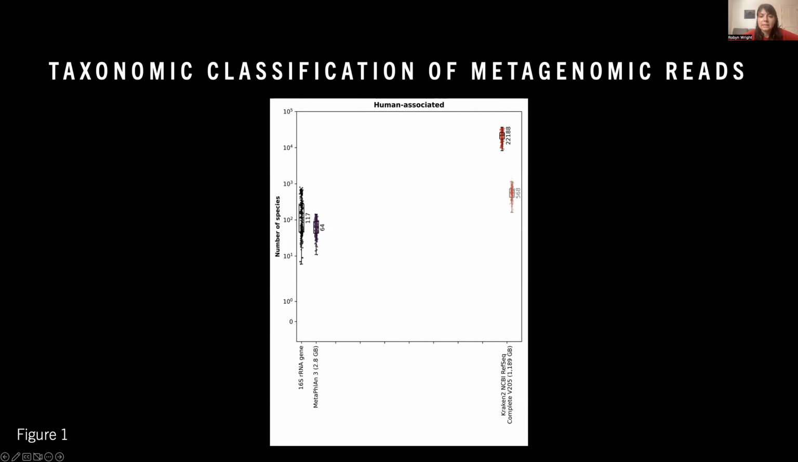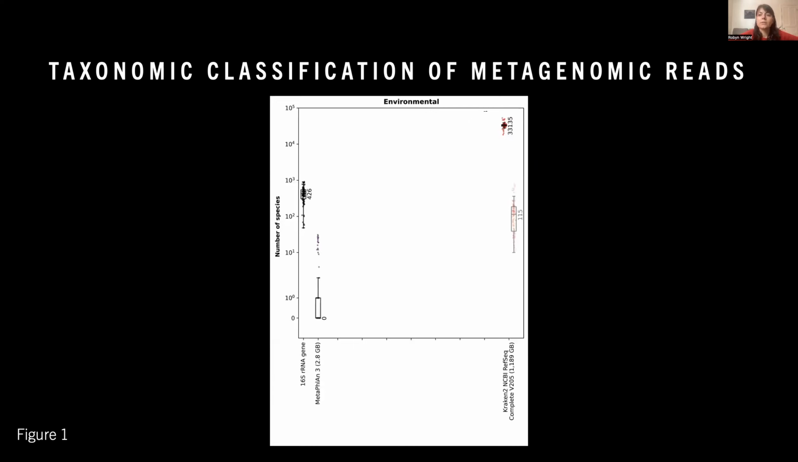If we classify the metagenome samples using MetaPhlAn3, then this would tell us that we have a median of 64 species in those samples. But classifying those same samples with Kraken 2 and a very complete reference database gives us between 22,188 species with the default settings, or 568 species with the most stringent settings.